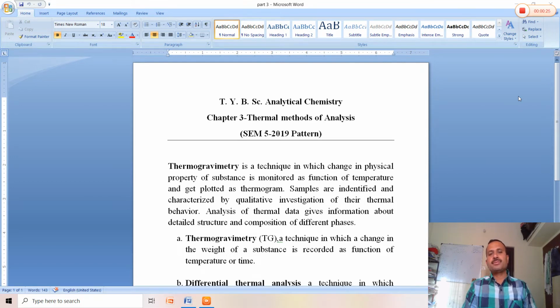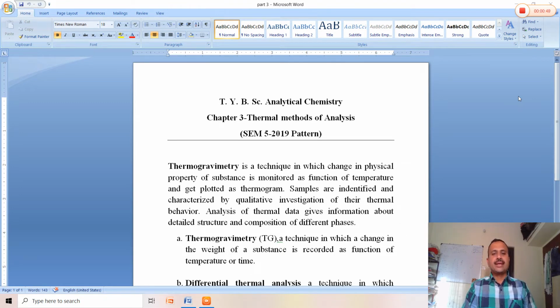So thermal methods of analysis, the name itself suggests that an analysis takes place. The analysis takes place in terms of qualitative and quantitative analysis. The thermal behavior of a substance or sample is measured with temperature or time. Here the physical properties are also studied with time or temperature.